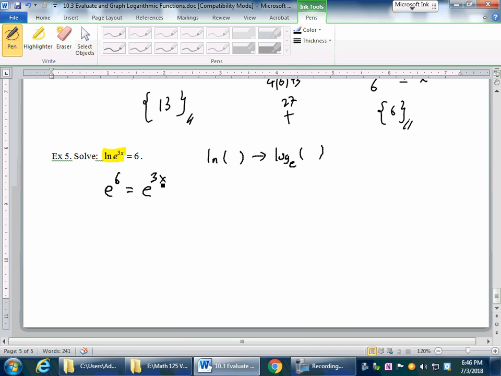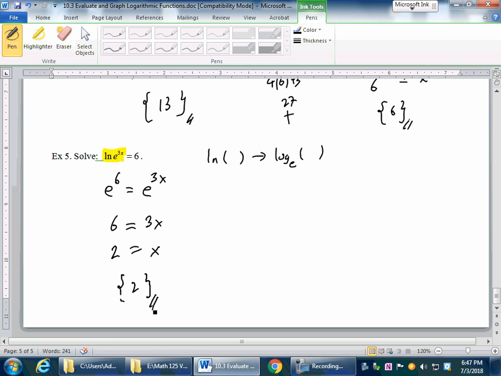Now, according to the exponential property, if the bases are the same and the expressions are equal to each other, then the exponents must be equal to each other. So therefore, I can say that 6 must be equal to 3x. Okay? Because from here to here, we use the property from the previous section, solving exponential equations. The bases are the same. So dividing by 3 on both sides gives me x is equal to 2. So e to the 6th power is a positive number, so therefore my answer will be 2.